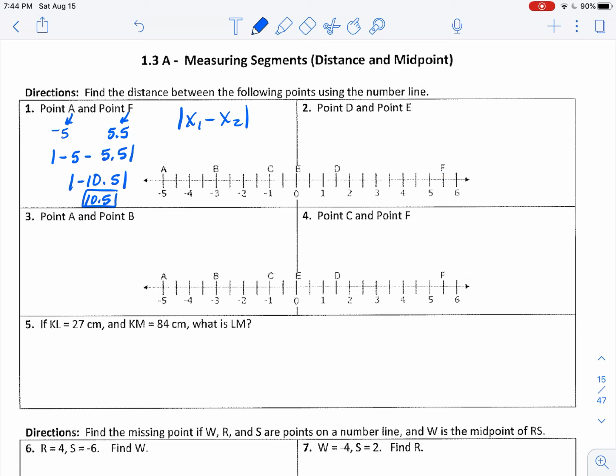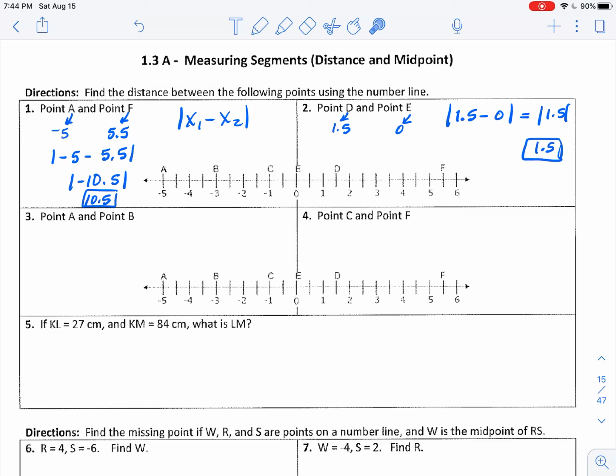Number 2, points D and E. So again, label your points. D is going to be here between 1 and 2, so I'm going to write that down as 1.5, and E is at 0. So 1.5 minus 0, and the absolute value of that, well, 1.5 minus 0 is just 1.5, and the absolute value of that is just 1.5.